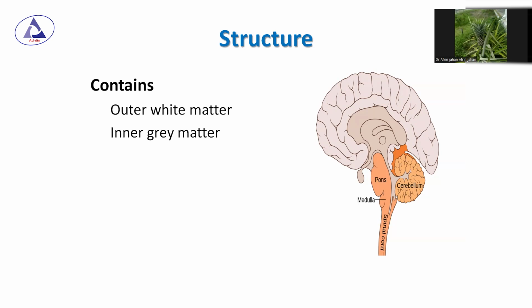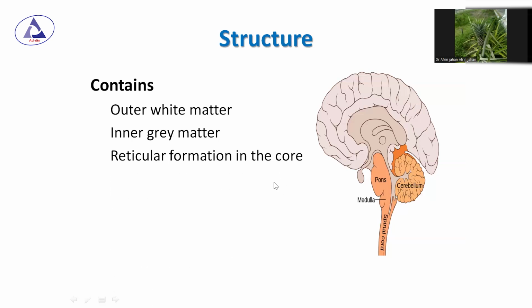During development, this structure is present. This primitive organization is present in brainstem and spinal cord, where we find outer white matter and inner gray matter. Our larger portion of the brain, that means cerebrum and also cerebellum, contains outer gray matter and inner white matter. This organization is called modified organization. During further development, this primitive organization is altered to form modified organization.